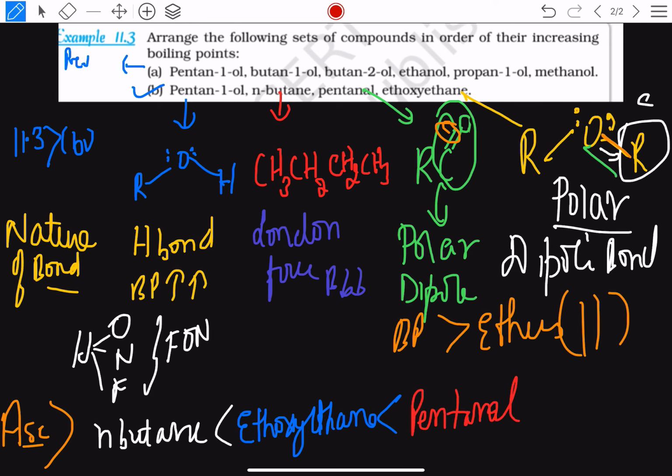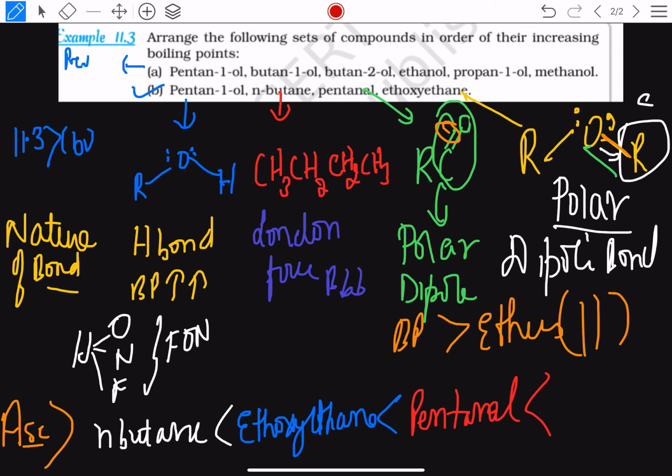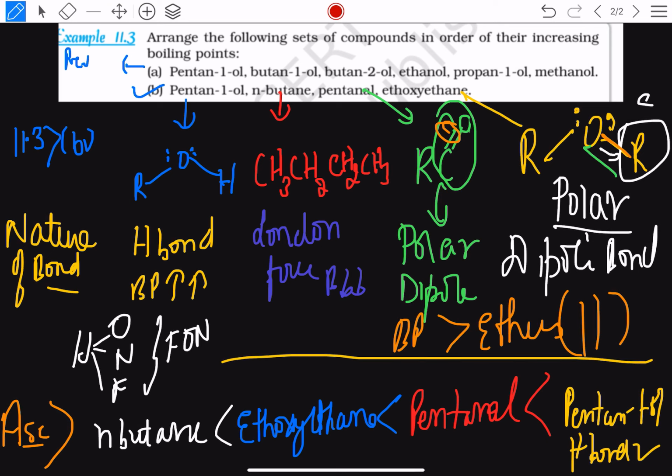Ketones would have the same story as well. And lastly, you have the highest boiling point and the strongest intermolecular force, which is of the alcohol, and the alcohol in this particular case is your pentanol or pentan-1-ol, because it has hydrogen bonding, and hydrogen bond is very, very strong. So this is the final order of your boiling point.